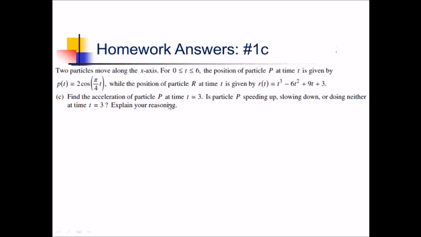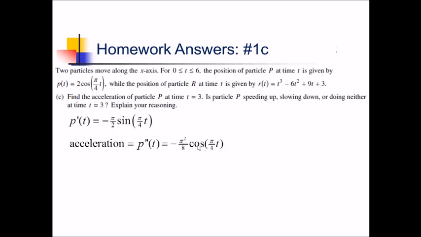So let's start by finding our acceleration. Our acceleration is going to be p double prime. Now, we know that p prime is this expression from part B. P double prime, that's going to represent our acceleration. That's going to be a cosine of pi over 4t times a tail of pi over 4. So this is going to end up being negative pi squared over 8 cosine of pi over 4t. So that's kind of a big mess.